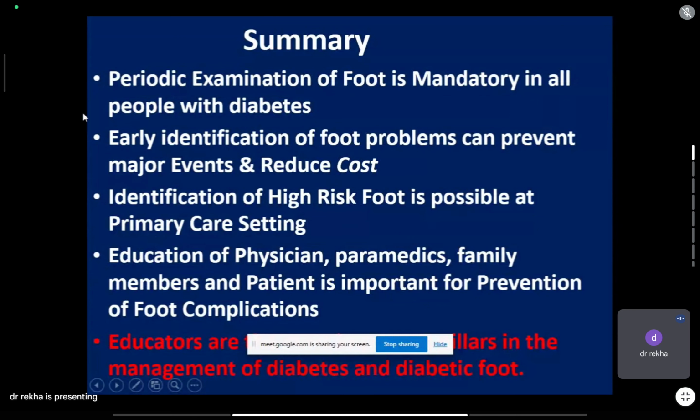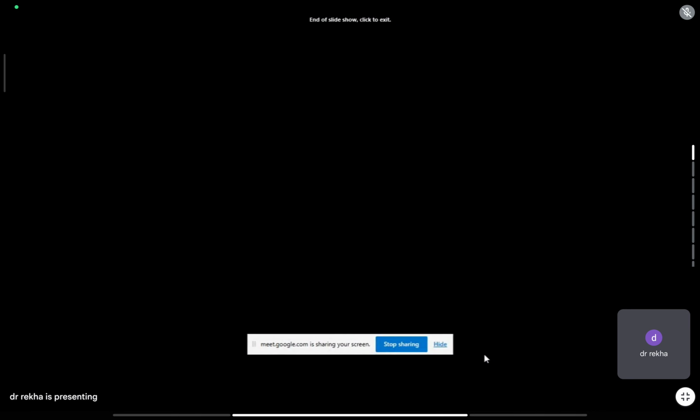To summarize my talk, periodic examination of the foot is mandatory in all people with diabetes. Early identification of foot problems can prevent major events and reduce cost. Prevention of diabetic foot is possible in the primary care setting. Education of physicians, paramedics, family members and patients is very important for the prevention of foot complications. And educators and nurses are the pillars of the management of diabetes and diabetic foot. Thank you.